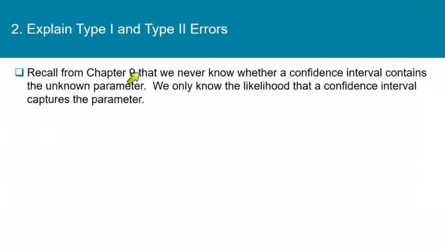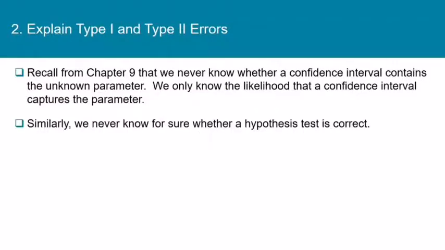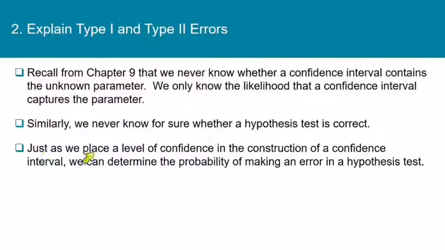Now recall from Chapter 9 that we never know for sure whether a confidence interval contains an unknown parameter. We only know the likelihood that a confidence interval captures the parameter. That's why we would always say we are 95% confident or we are 90% confident. We know the likelihood that the confidence interval captures the parameter. Well, similarly, we never know for sure whether a hypothesis test is correct or not. So, just like we put a level of confidence on a confidence interval, we also can determine the probability of making an error on a hypothesis test.